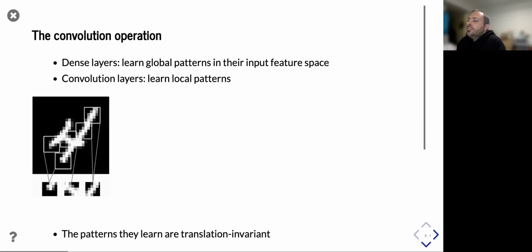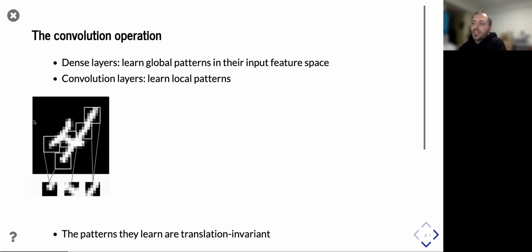By this point, we should be quite familiar with dense layers and how they work. The idea with dense layers is that all the information, all the 28 by 28 pixels, passes to the next layer. So the dense layers have access to the global patterns. They learn from the global patterns in the input feature space. But the convolutional layers actually learn local patterns. The way they work is that they have these kernels that scan the input image.